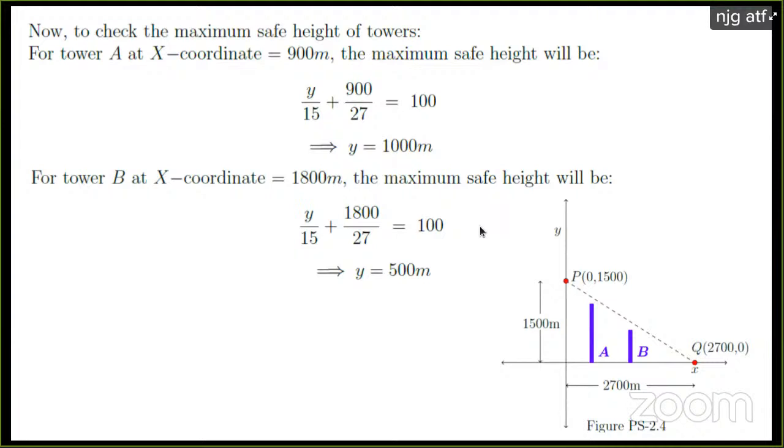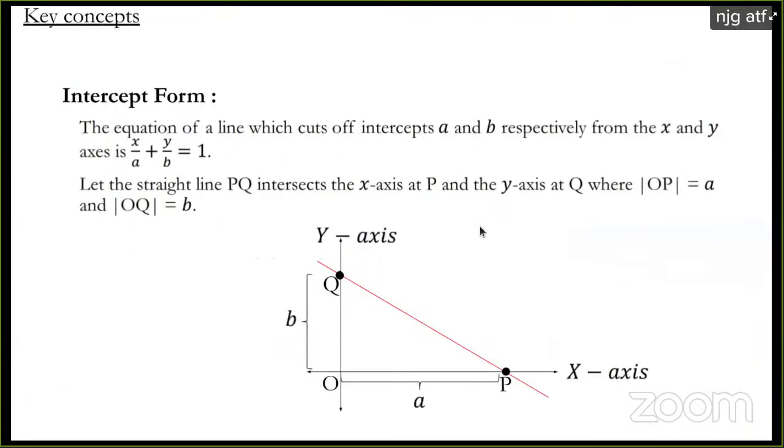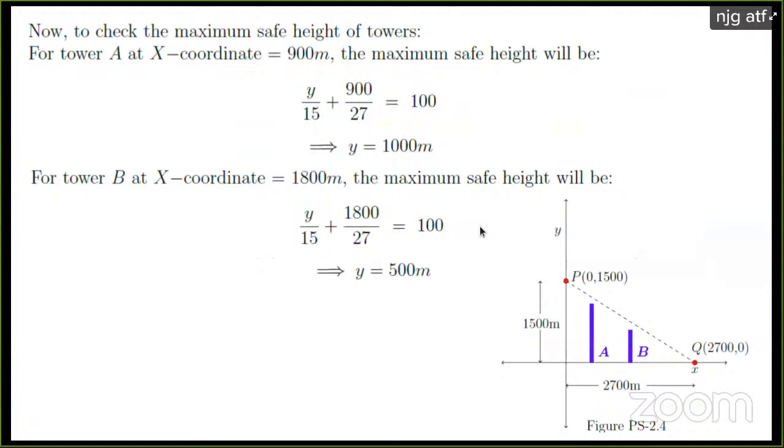In the same way, for tower B, which is 1800 meters away, if you substitute 1800 as the x value, you will get a y value of 500. That means the maximum safe height of tower B shouldn't be more than 500. So this is option E. Yeah, so C and E are the right answers for this. Many of you have given C and E.